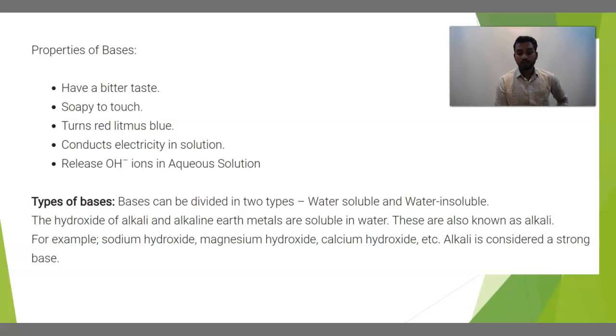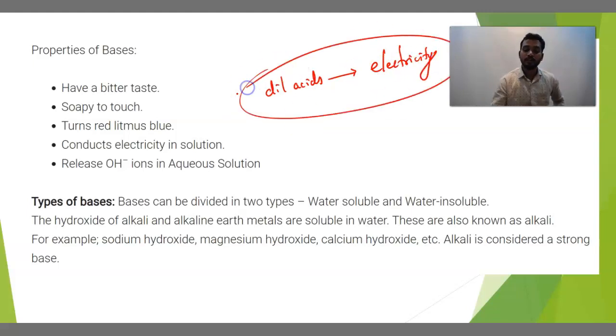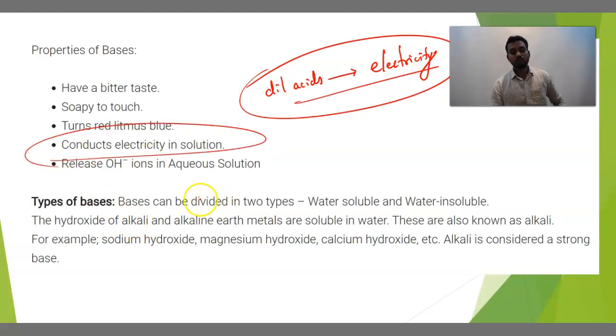And one more thing I forgot to tell you: dilute acids, remember this, will conduct electricity. Remember, not concentrated acids. Dilute acids will conduct electricity, as well as bases. They release hydroxide ions in aqueous solution. We have different types of bases. One is water soluble, one is water insoluble, as I said before. The hydroxides of alkali and alkaline earth metals are soluble in water.